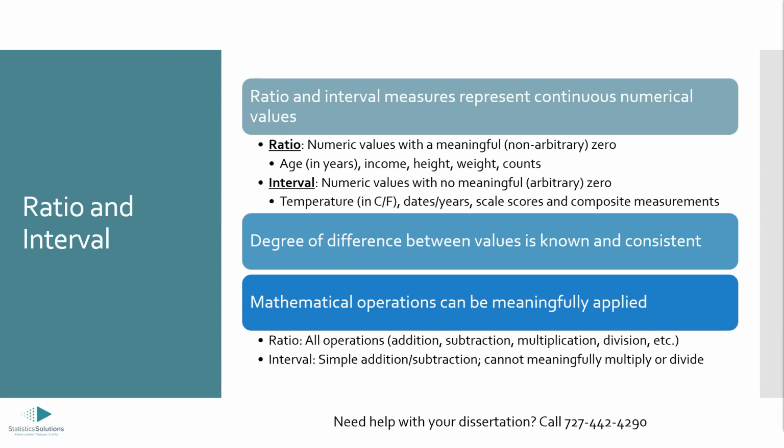So for instance, if we look at ratio data and we look at something like income in dollars, you can apply meaningful mathematical operations to your interpretation, such that someone who makes $10,000 a year makes half as much as someone who makes $20,000 a year. Someone who makes $40,000 a year makes 4 times as much as someone who makes $10,000 a year. So you can apply those types of mathematical operations to your interpretation of the values.